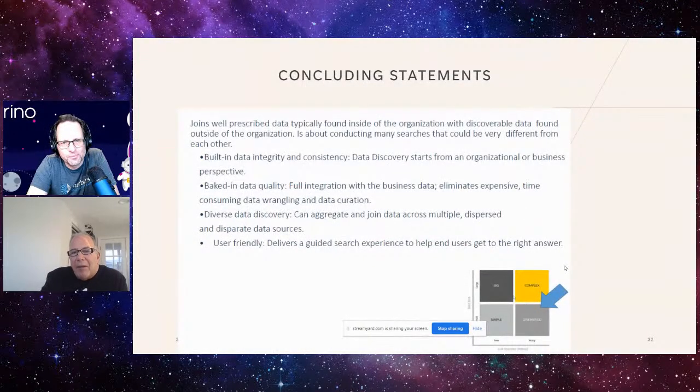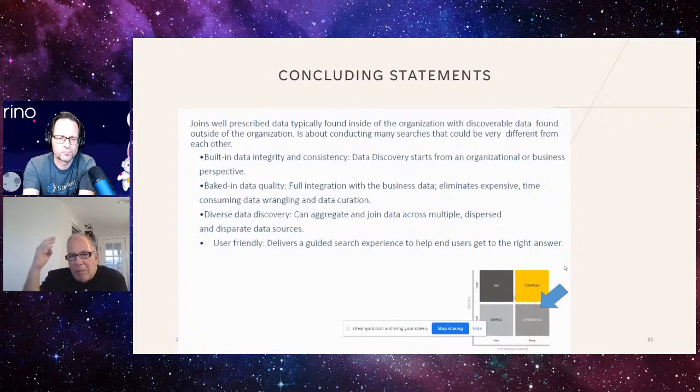So with that, just a couple of concluding statements. And these statements are somewhat consistent with the data trellis. The idea is we want to join that well-prescribed data inside of an organization with discoverable data found outside of the organization. It's about conducting many searches that could be very different from one another. So what does it all give us? It gives us that built-in data integrity and consistency. We saw how to build that in at each level of the trellis.